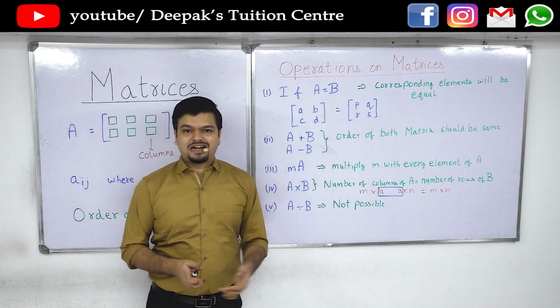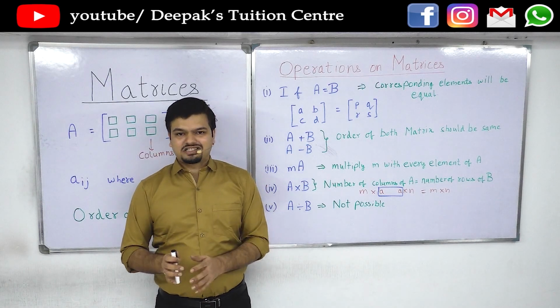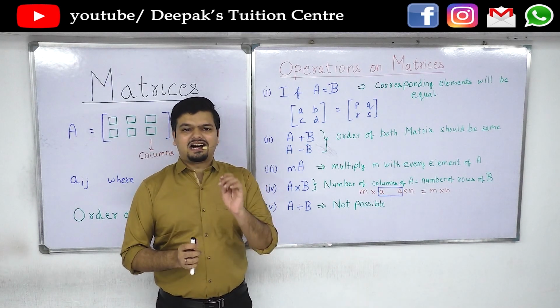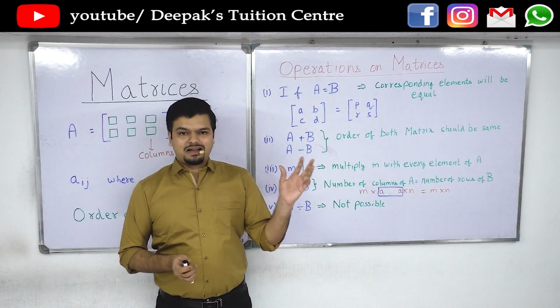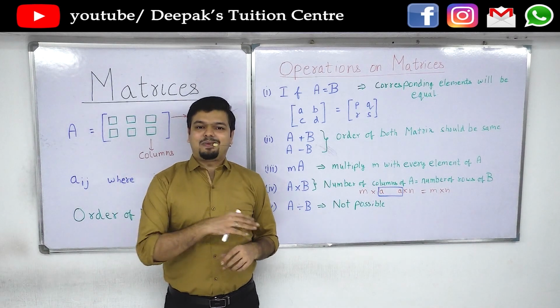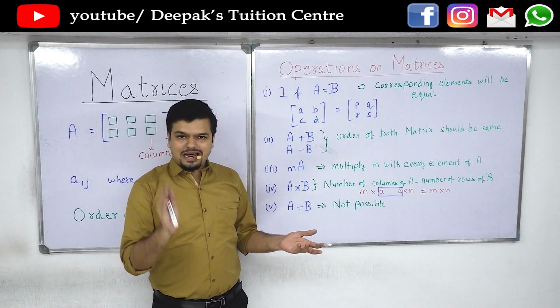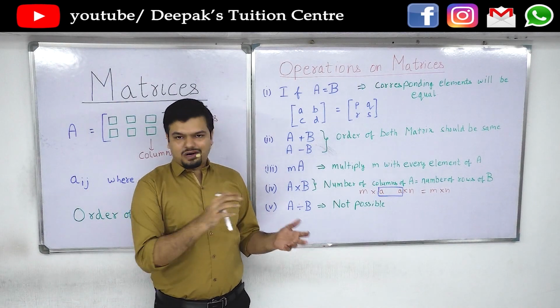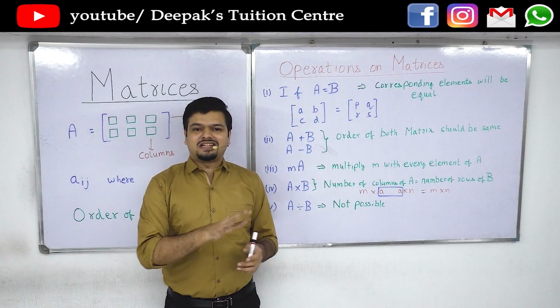Can two matrices be divided with each other? No. Division of matrices is not possible. Yes, you can divide a matrix by a number. For example, matrix A divided by 5 is simply 1 by 5 multiplied by matrix A, that is M into A. So it's the same thing. You can multiply a single number with a matrix, but you cannot divide one matrix by another matrix.